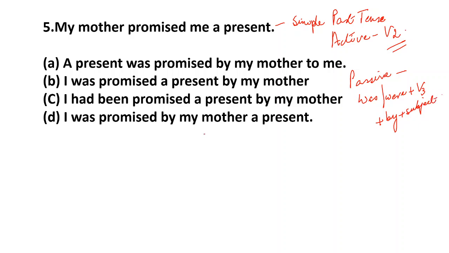So here you see which option will be correct. That is, I was promised a present. Now you take the B answer. The B answer is correct. I was promised, alright, was is there, promised is V3, a present by my mother. So by is there, and by my mother. I was promised a present by my mother. My mother promised me a present. I was promised a present, the object, by whom? By your mother, by the mother.